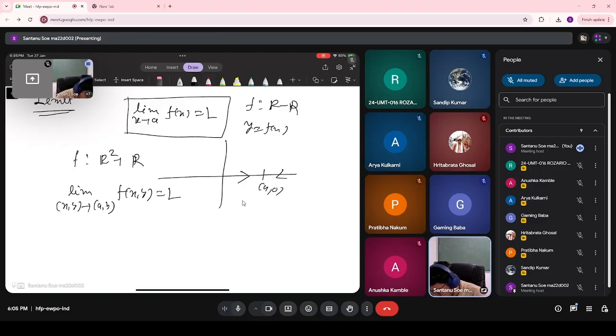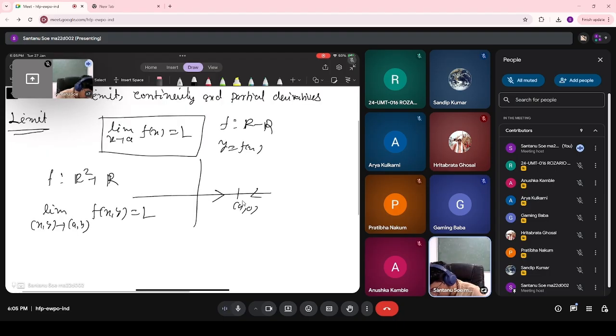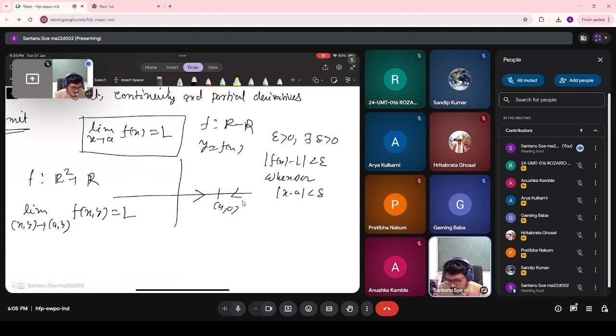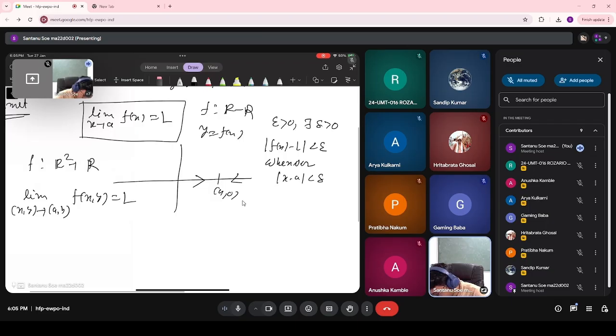The epsilon delta definition for one variable was like this: given an epsilon greater than 0, there exists delta greater than 0 such that |f(x) minus L| is less than epsilon whenever |x minus a| is less than delta. So given an epsilon greater than 0, whenever the distance between x and a is less than delta, the distance between the functional value and the limit will also be less than epsilon. This can be explained through a graph also.